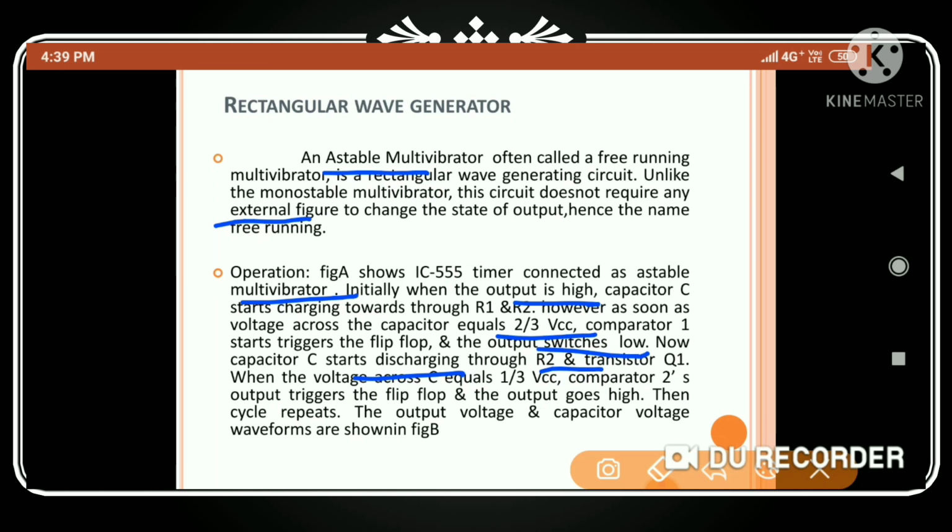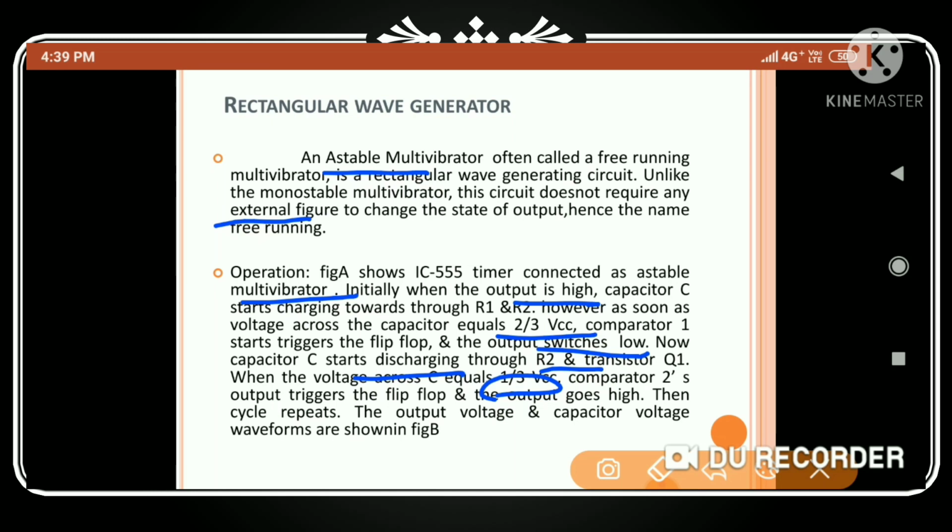Okay. When the voltage across C equals how much? If it is discharging, it is equal to 1 by 3 VCC. Comparator 2's output triggers the flip-flop and the output goes high again. Again it repeats the cycle. After discharging, it charges again. After charging, it discharges again. Like that, comparator 1 and comparator 2 will act. Comparator 1 triggers the flip-flop, then the output goes low. After it discharges, comparator 2 triggers the flip-flop and the output goes high. Then the cycle repeats.